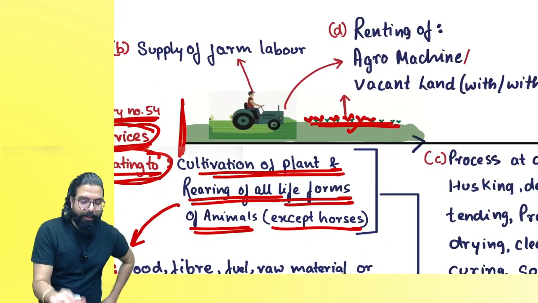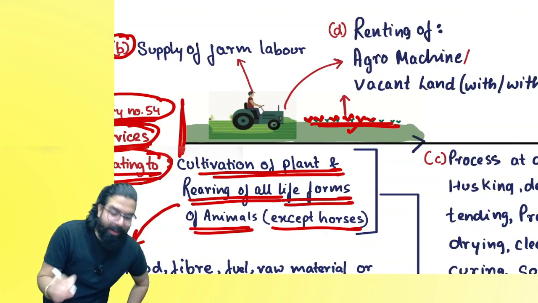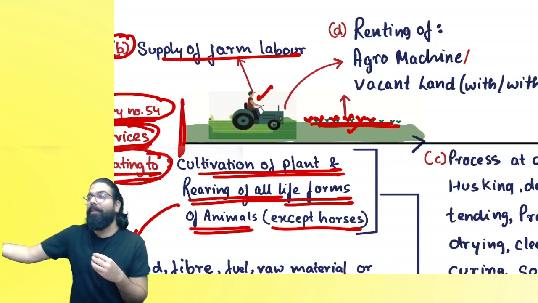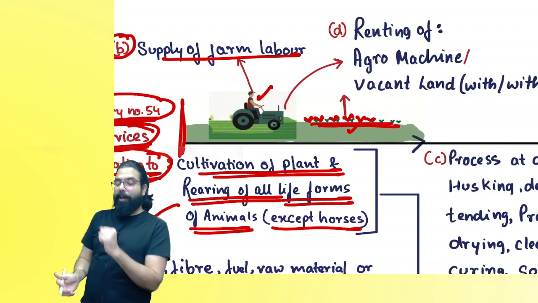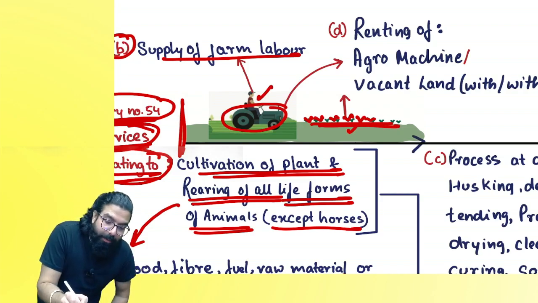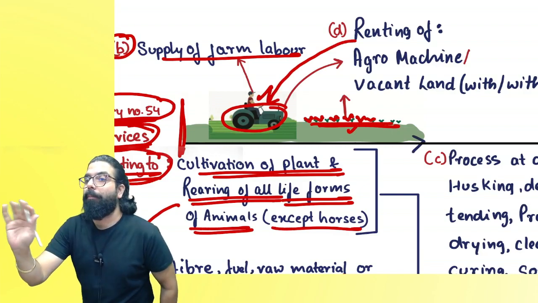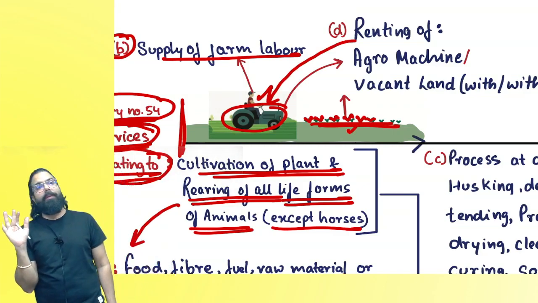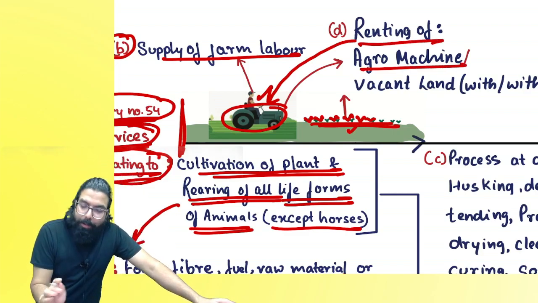Now, listen to me very carefully. To do agriculture, entry number 54 says you need farm laborers. Somebody will supply you farm laborers and charge you an amount, but they will not charge you any GST. You also need agricultural machines like a tractor. Somebody will give you an agricultural machine, and they will not charge any GST. I'm not talking about buying; I'm talking about when they give it to you on rent. Renting of agro machine, no GST.